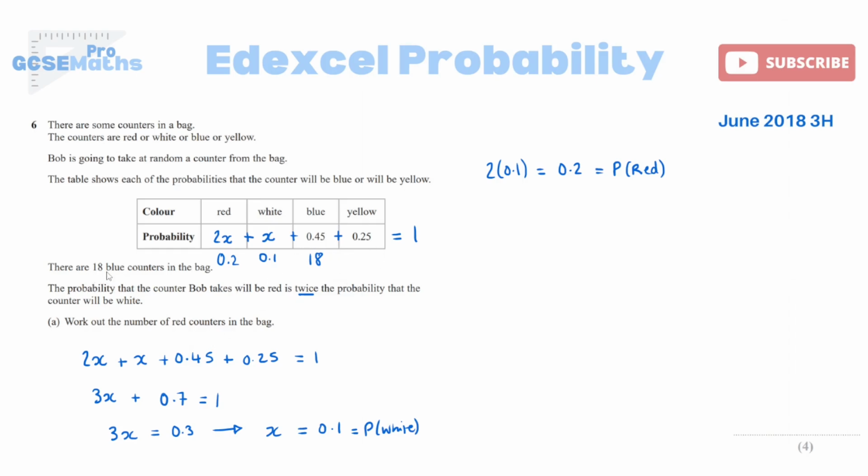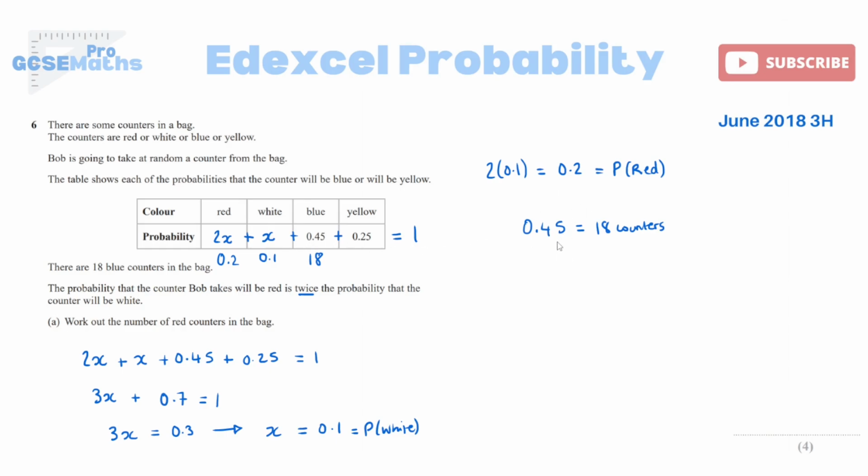Now I can look at converting that into actually how many counters we have got. So now I'm looking at the 18. I can create this equation here. 0.45, the probability, is equal to actually 18 counters. You can write it like that, and this is the information I'm going to use because I've got a link between probability and actual number of counters. I tend to use this to work out the total number of counters first, so like 100% if you imagine it that way.